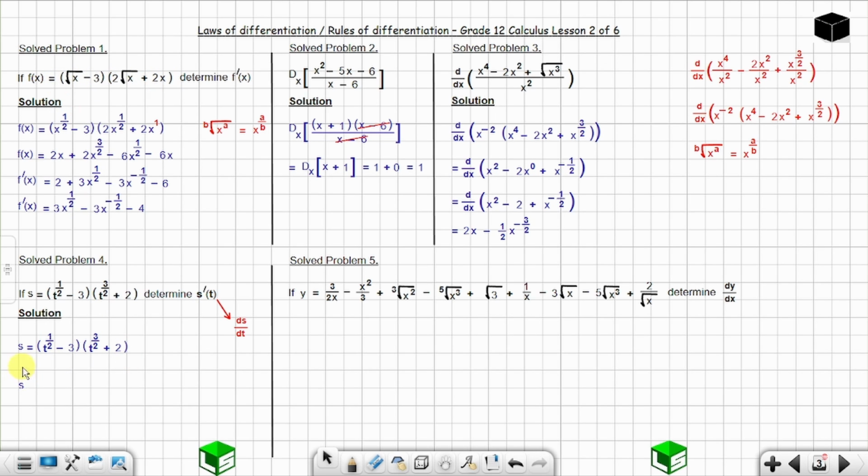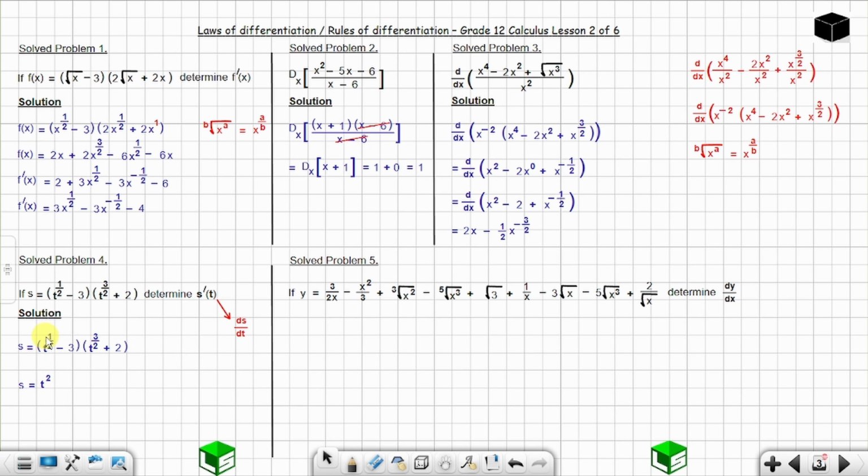So s is equal to, you are going to take this times this. So the bases are the same, and this is multiplication. According to the laws of exponent, you are going to add your exponent. So it will be t to the power of this exponent plus this exponent. This is 0.5 and this is 1.5. 0.5 plus 1.5 is equal to 2. This is t squared. You are done multiplying this with this.